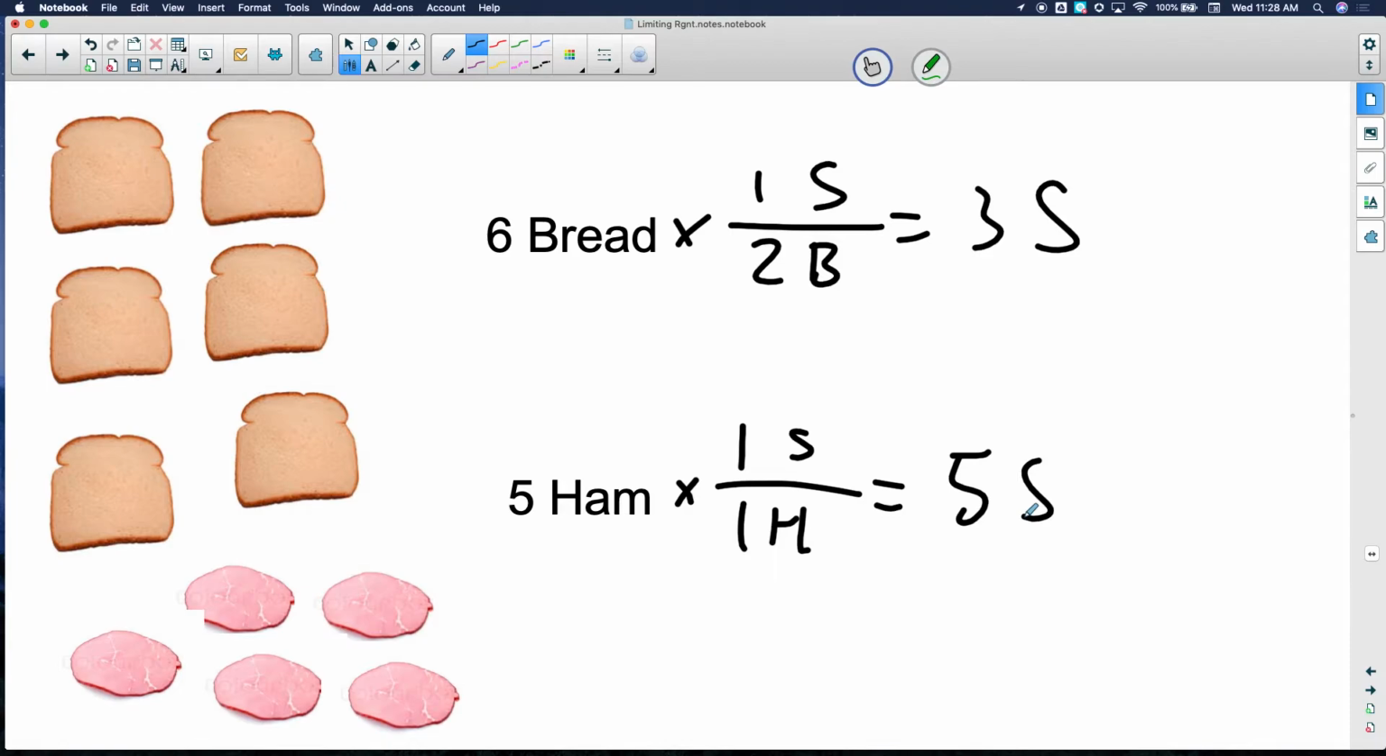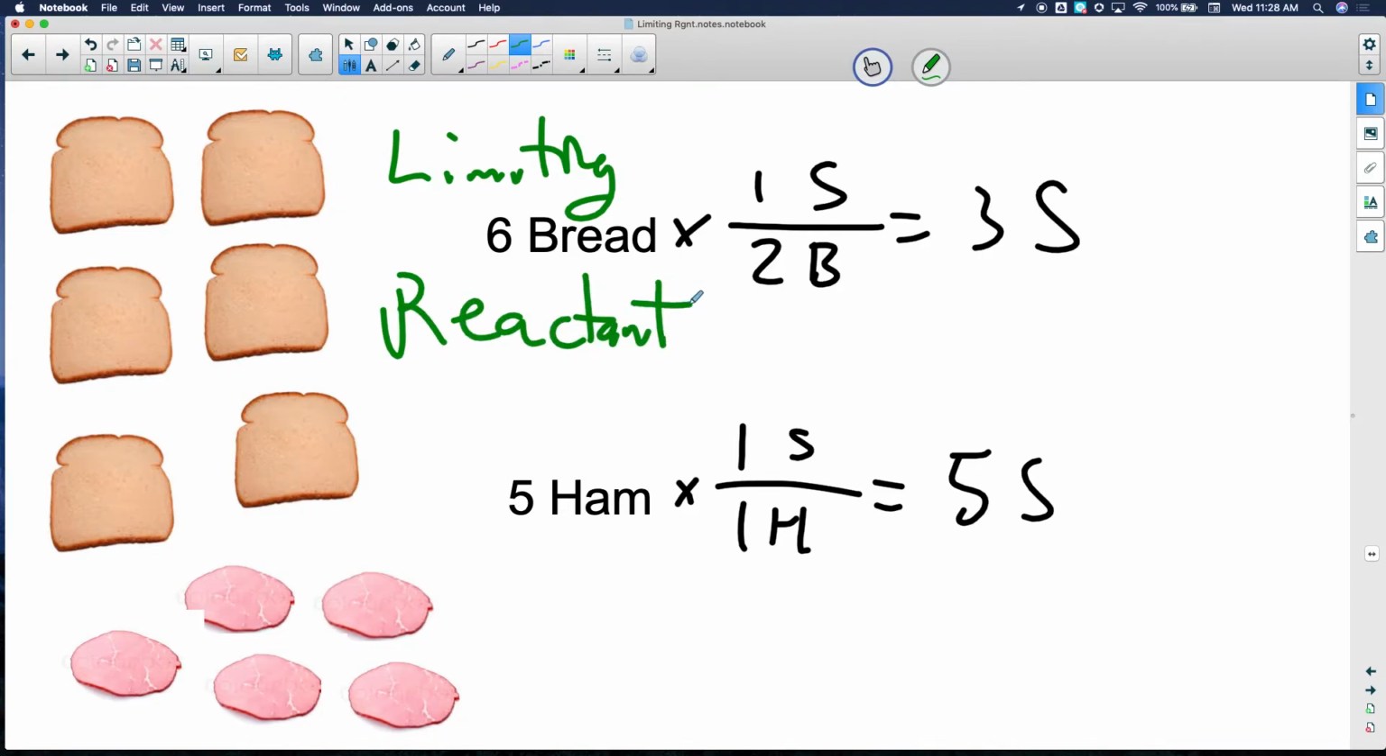Limiting reactant. So this is a review of that term. We're going to call the bread the limiting reactant, or limiting reagent, it is sometimes called. It is the thing you run out of first, the thing that produces the lesser amount of product. Okay, that's reasonable.